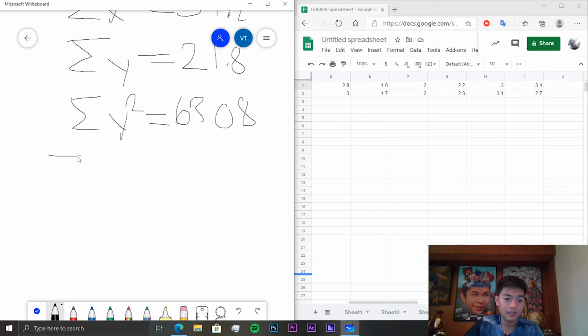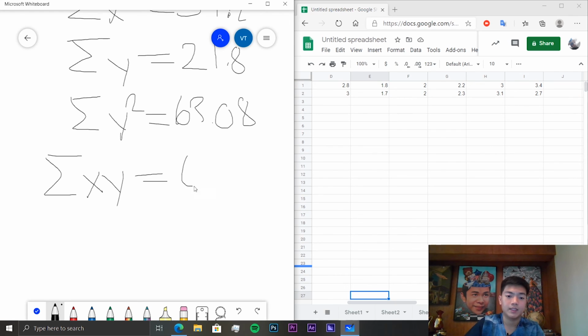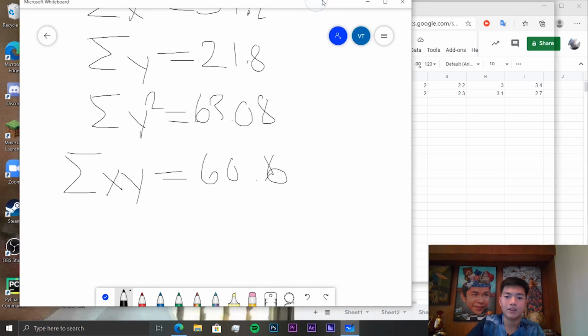Finally, we need the sum of the x times the y values. So this is equal to 2.4 times 3 plus 3.6 times 4 plus 2.8 times 3 plus 1.8 times 1.7 plus 2 times 2 is 4 plus 2.2 times 2.3 plus 3 times 3.1 plus 3.4 times 2.7. So we get a value of 60.6 for this. And so now we're ready to calculate it.